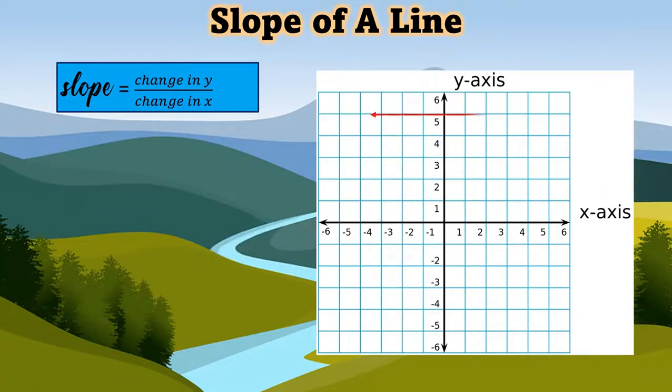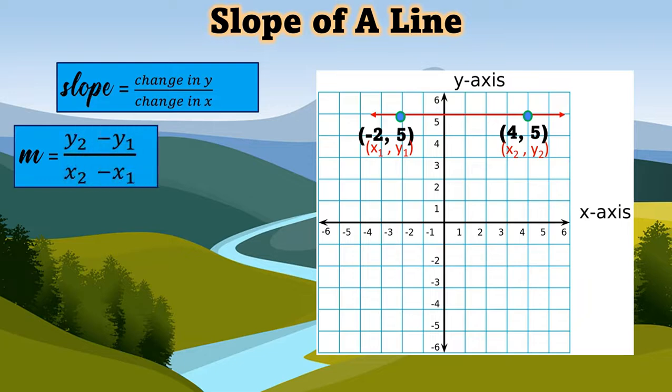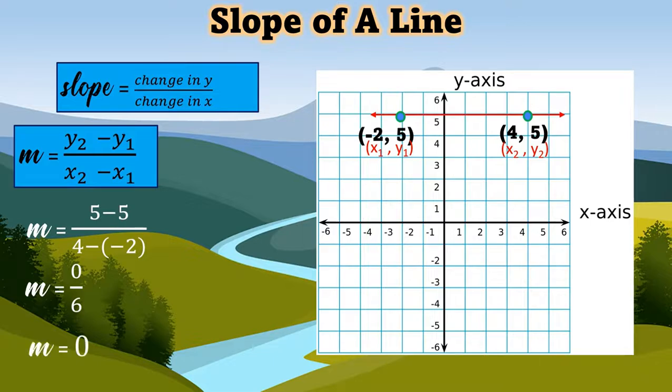Let us find the slope of a horizontal line. Naming 2 points on the line, the first point whose coordinates are -2, 5, and the second point has the coordinates 4, 5. Substitute these values in our formula. We have m equals 5 minus 5 all over 4 minus -2. And so m equals 0 over 6. And 0 divided by any number is always 0.